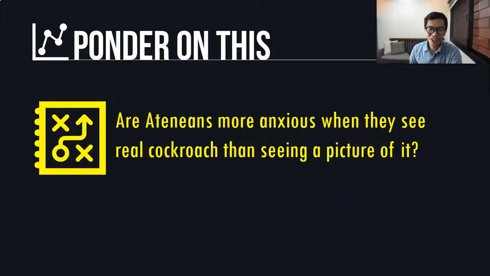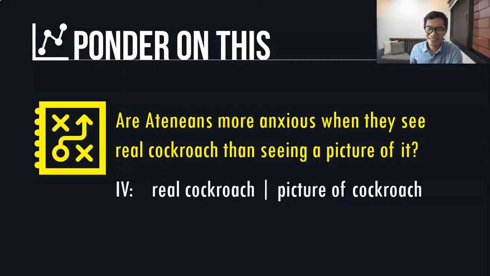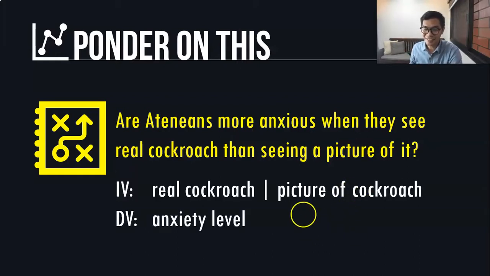So, focusing on this question, are Athenians more anxious when they see a real cockroach than seeing a picture of it? And you looked at the main question focusing on the independent variable, a real cockroach and a picture of cockroach. And the dependent variable, obviously, is the anxiety level. So I hope this is clear how we analyze also the variables given a specific research problem.